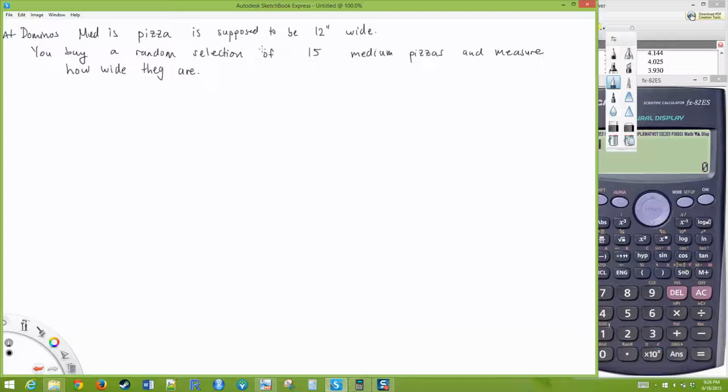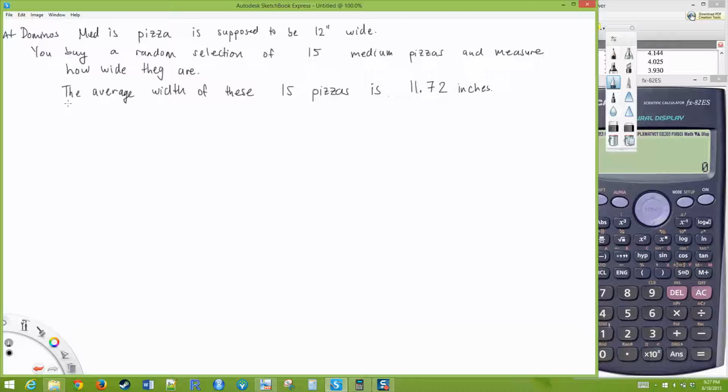Okay, so I don't know how you get a random sample of Domino's, but let's say you pick different locations and you order a medium pizza. So the average width of these 15 pizzas is, let's say, 11.72 inches. Man, they're cheating you out of a quarter of an inch, or a little bit more than that.